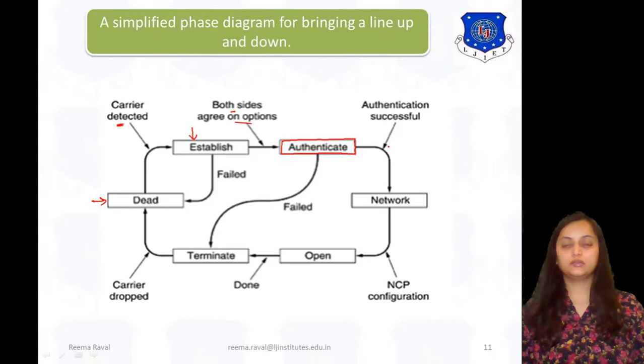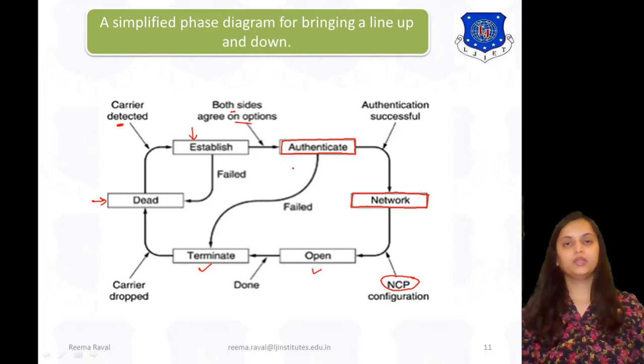So whenever the authentication is successful between these two sides, the network is assigned to them, and for that NCP, that means Network Control Protocol, will be there, which will make the communication link open for transmission. And when the transmission is done or complete, it will terminate the channel. That means the next state will be the terminate state, after which the carrier is dropped and the line is now available for another transmission. Okay, so this is the complete cycle which indicates the simplified phase diagram for bringing any communication line up and down.